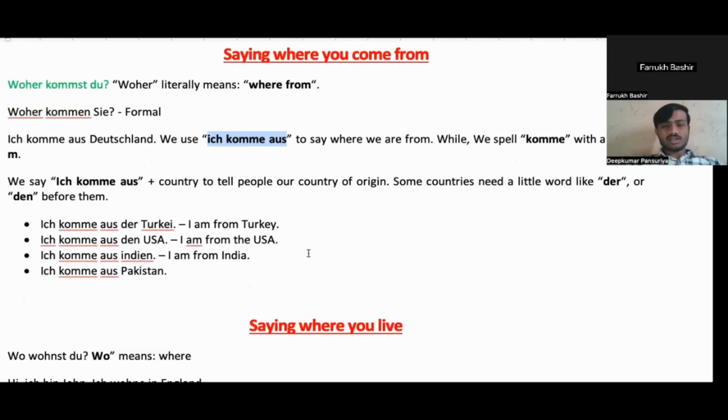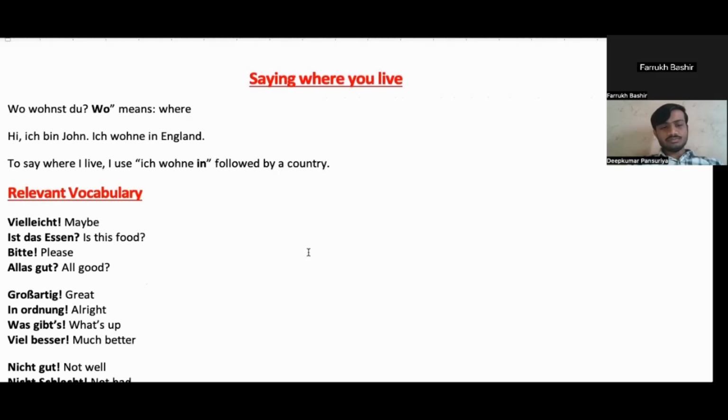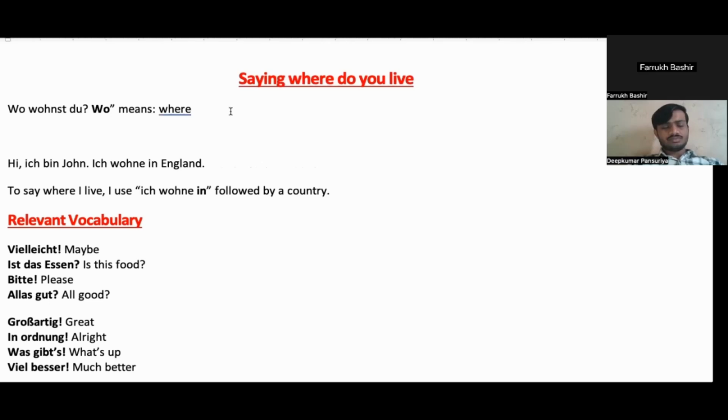Next we have, where do you live? "Wo wohnst du?" means where do you live? I can write the formal way also: "Wo wohnen Sie?" This is a formal way to ask the question, where do you live? Formal is for elderly people, meaning strangers.